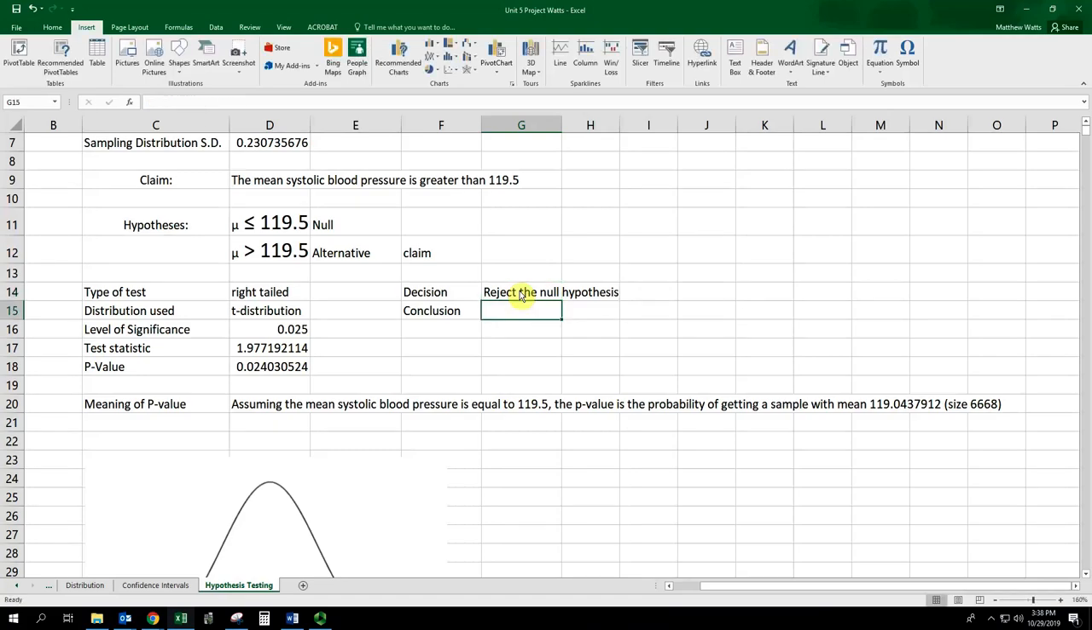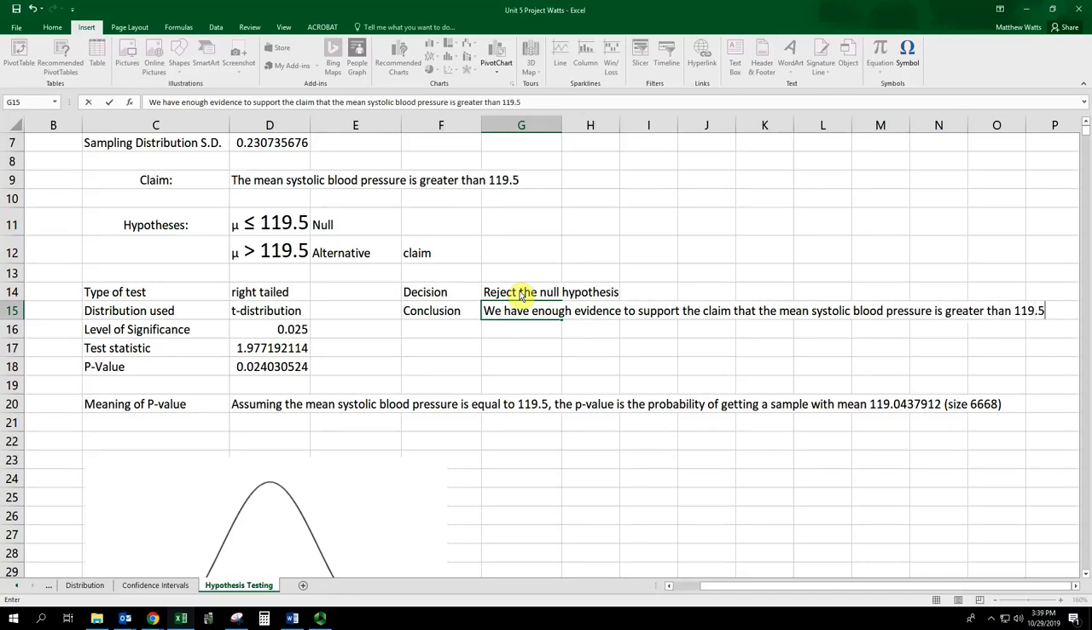And then we write out our conclusion in terms of the claim. So the null is not the claim. What does this tell us about the claim? Well, if you've rejected the null, then you are supporting the alternative. And if you are supporting the alternative in this problem, you are supporting the claim. So we have enough evidence to support the claim that the mean systolic blood pressure is greater than 119.5. And that was really close.